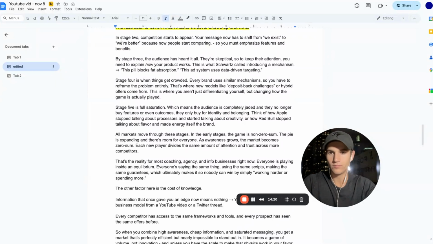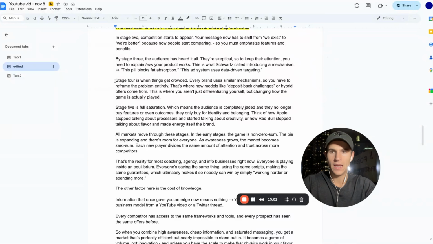In stage 2, competition starts to appear. Your message now has to shift from we exist to we're better, because there are other people you're competing against. So you have to start comparing, emphasizing features and benefits, etc. Stage 3, now the audience has heard it all. They've heard all the claims, all the we're better than this. They're skeptical. So to keep their attention, you now need to explain how your product works more in depth. This is what Schwartz called introducing a mechanism. So this pill blocks fat absorption. This ad system uses data-driven targeting, like having a mechanism that's more labeled around you.